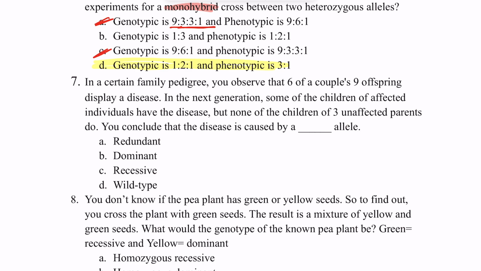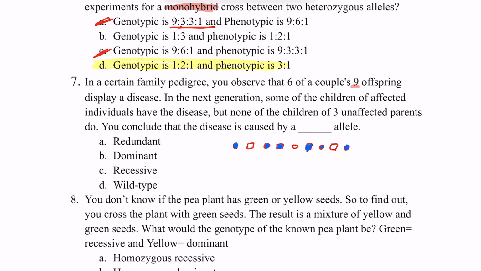So we're going to say we have 9 offspring. So let's just do 1, 2, 3, 4, 5, 6, 7, 8, 9. And it says 6 out of the 9 display a disease. So we'll do this in a different color. So this one's going to be diseased. This one's diseased. This one, this one, this one. Okay. So all the blue are diseased.